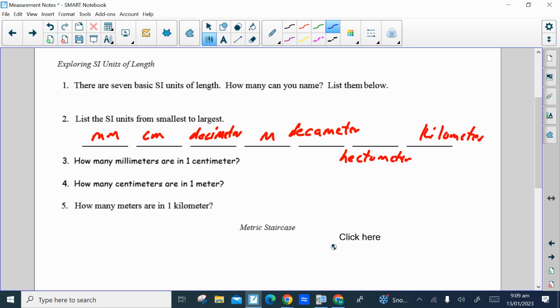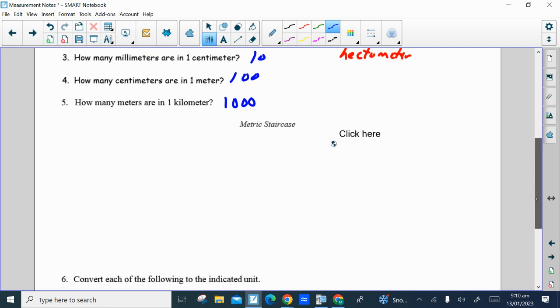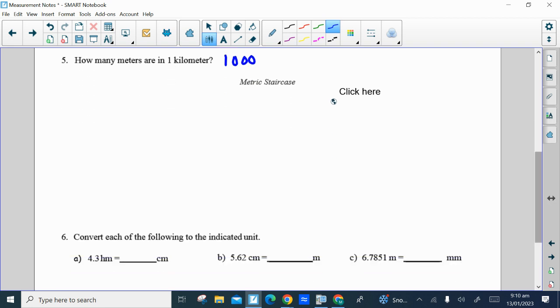And you might remember some basic conversions. There are 10 millimeters in a centimeter. There are 100 centimeters in a meter. So you would have seen those before, so you should be somewhat familiar with them. And there are 1,000 meters in a kilometer. But we need a system so we can convert between all of these units, not just the ones that are used most often. And something that we can use to help us remember how to convert is something known as the metric staircase.